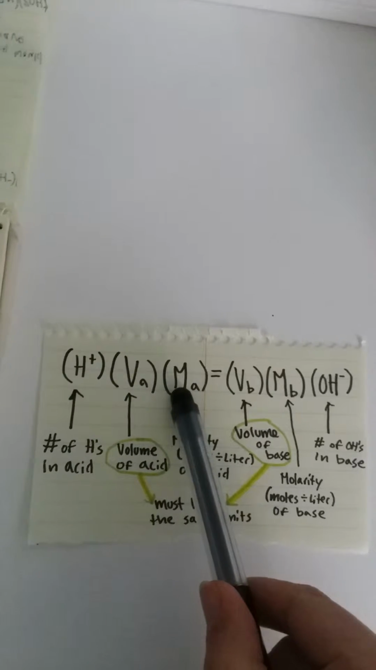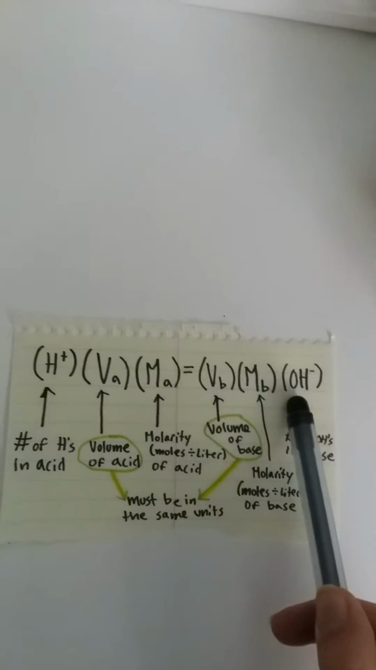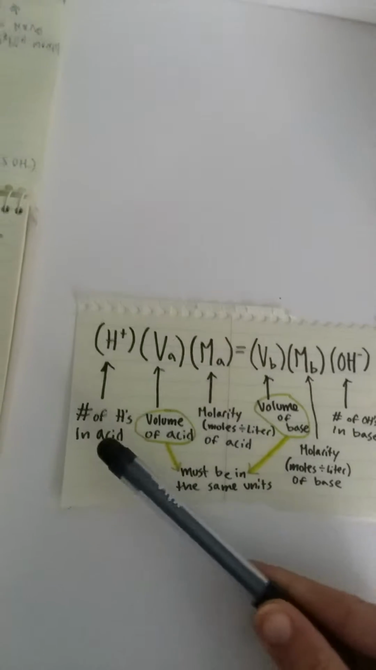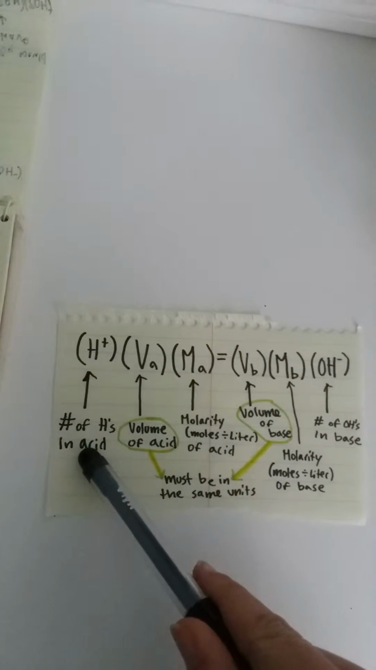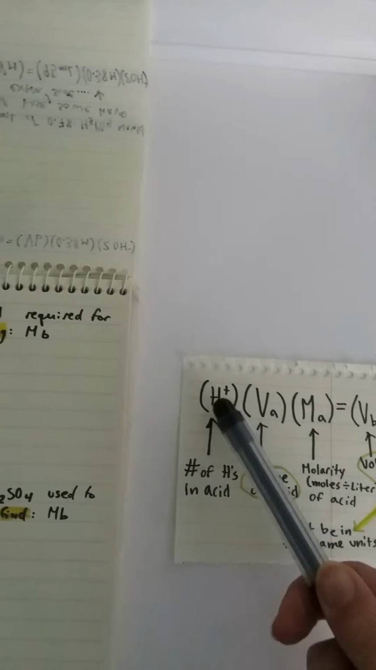All right, so this equation, basically these three things multiplied together equal these three things multiplied together. And what these things are, the H plus, that's just the number of H's you have in your acid. So for example, HCl only has one H, so there's just one H plus.